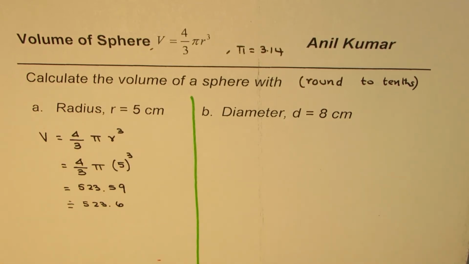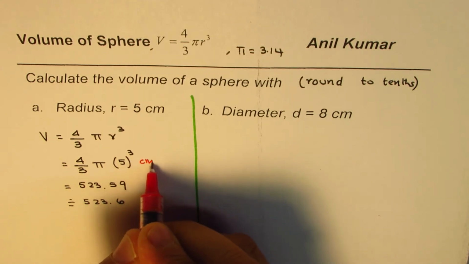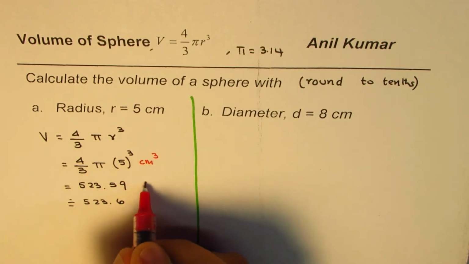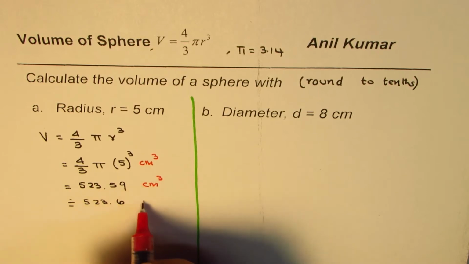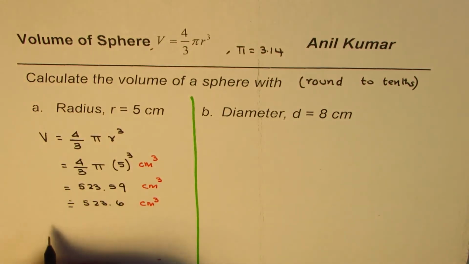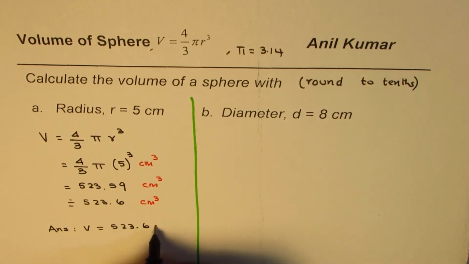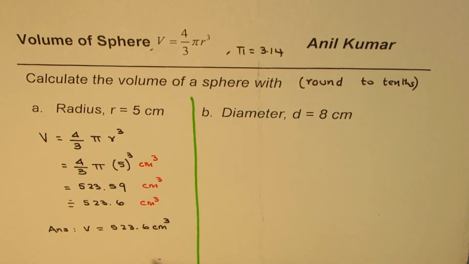Well, let's look into the units. R is in centimeters. So this becomes centimeter cube. Is it okay? So the units will be centimeter cube. So we can write down our answer, that is the volume V equals 523.6 centimeter cube. All right.